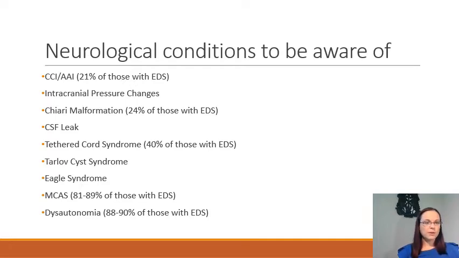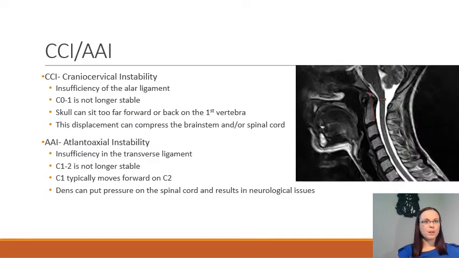Cerebrospinal fluid leaks, whether they're cranial or spinal. Tethered cord syndrome is found in almost half of the patients with Ehlers-Danlos syndrome. Tarlov cyst syndrome, specifically symptomatic Tarlov cysts, are more commonly found in EDS. Eagle syndrome is something that's newly being studied, and mast cell activation syndrome and dysautonomia are very prevalent in this population and can actually affect the neurological system.